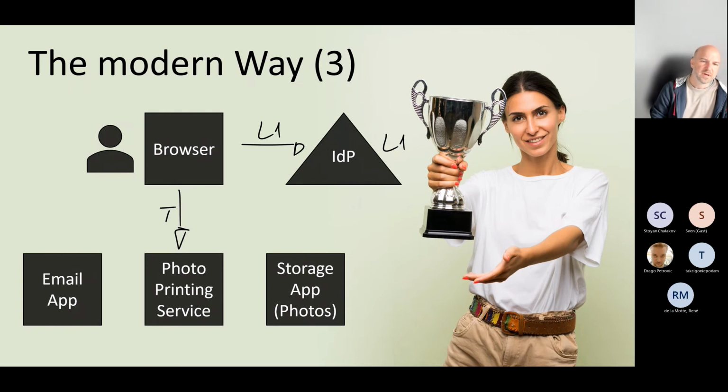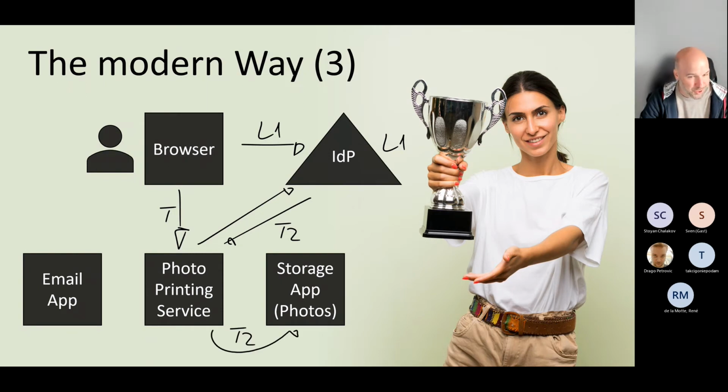And that means I need to create a so-called delegation so that the photo printing service can now connect to the IDP and get a so-called security token that then allows the photo printing service to authenticate against the storage app service. So I need to configure a delegation.